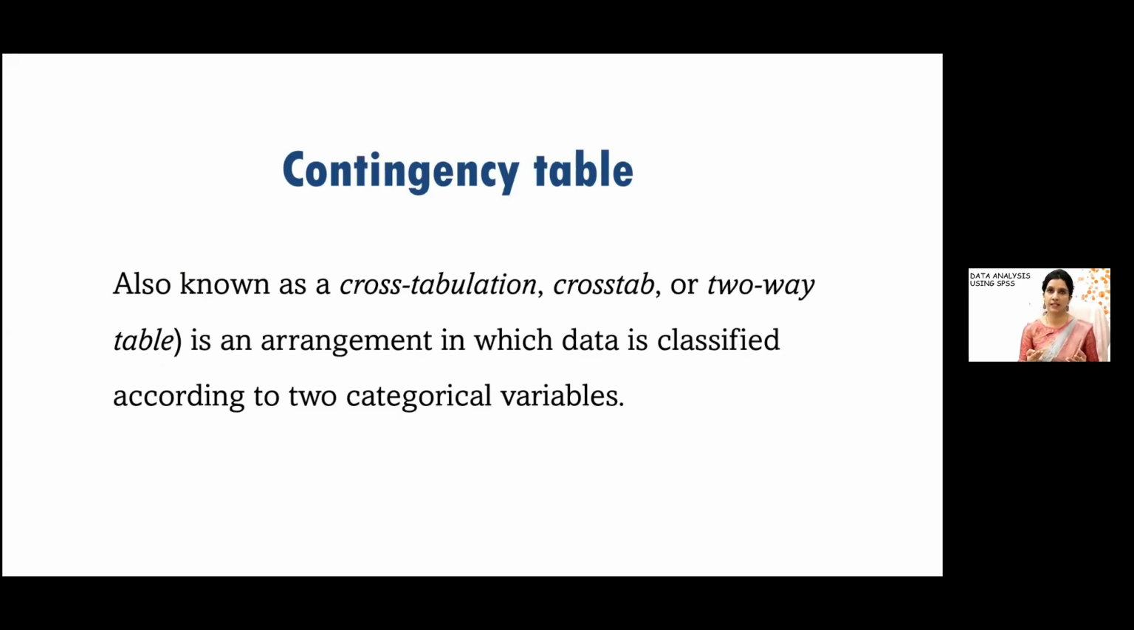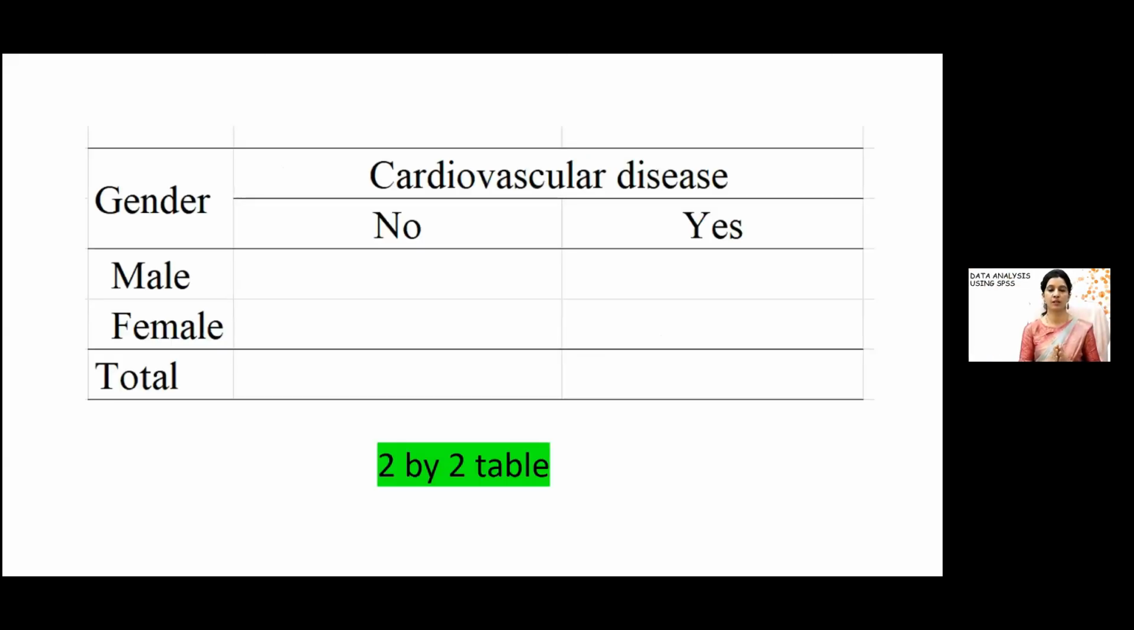The contingency table is also known as the 2 by 2 table or cross tab, and it is an arrangement where the data is classified according to 2 categorical variables. For the chi-square test, you can see here that gender is male and female, and cardiovascular disease is no and yes. So which type of chi-square table is this? This is the contingency table 2 by 2.